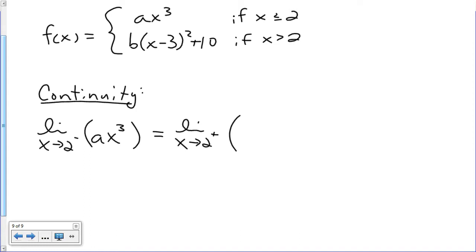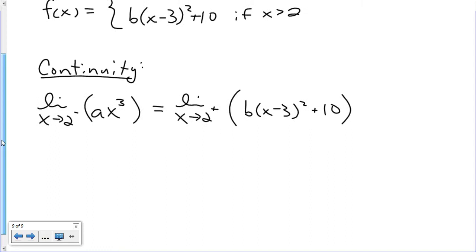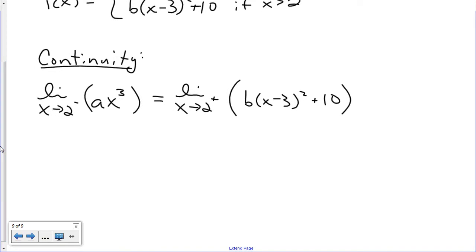And the limit as x goes to 2 from the right side, that's the values of x greater than 2, so that's b times x minus 3 squared plus 10. Okay, notice it's got a limit in here. Don't get lazy and not write down your limit notation. You need the limit notation in there to indicate what you're doing.